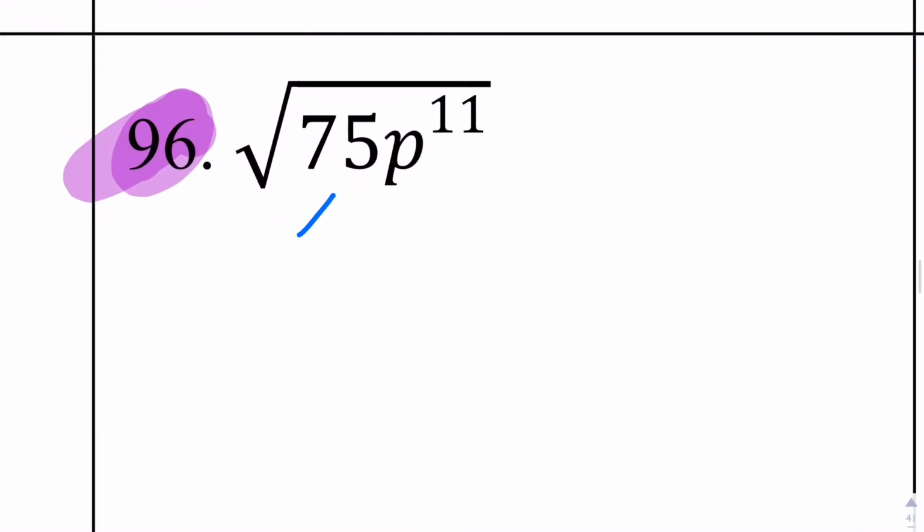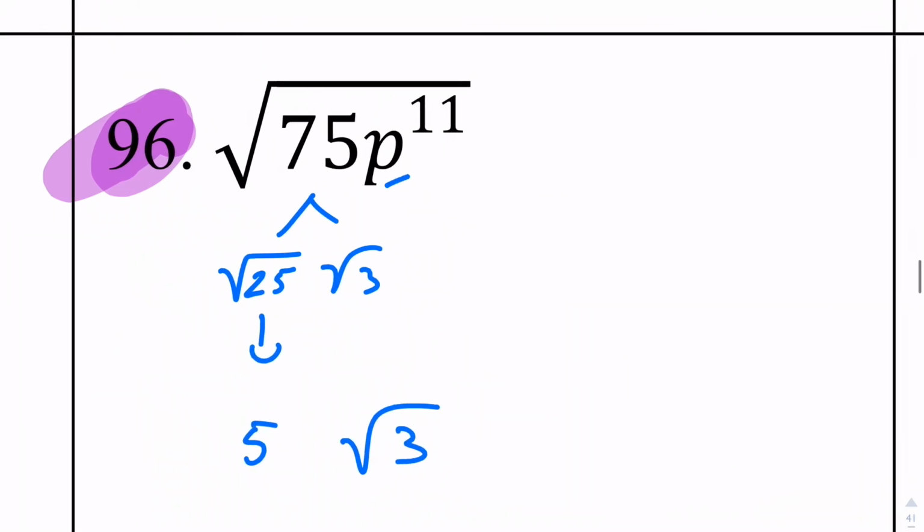75p to the 11th. I'm going to start with the 75, and 75 is going to be 25 times 3. The square root of 25 is 5. I'm going to leave some space. I have 11 p's, which means I've got 5 pairs and 1 left over.